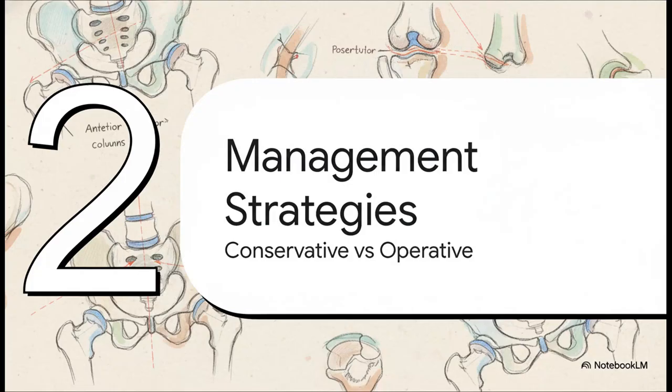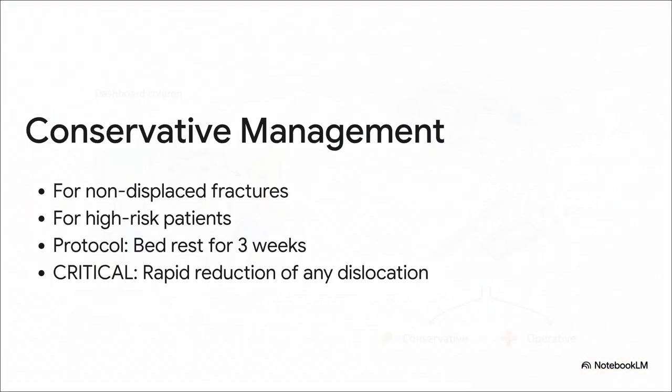Okay, so we've got the anatomical framework down. Now for the big question, what do we do about it? Once we know the fracture pattern, it really comes down to a fundamental choice. Can we manage this conservatively, or are we heading to the operating room? Now, you can manage these conservatively, but let's be clear, this is a pretty small group of patients. We're talking about fractures with basically zero displacement, or maybe patients who are just too sick for a big surgery. But, and this is probably the most important point here, if that hip is dislocated, you forget everything else. That is an orthopedic emergency. It needs to be reduced, and it needs to be reduced now.